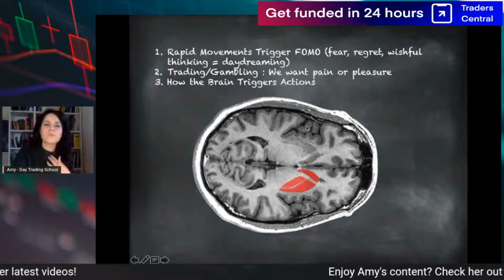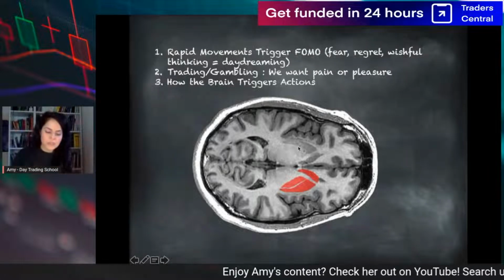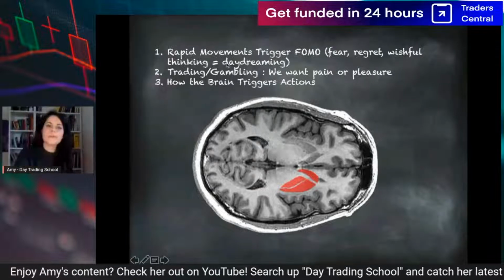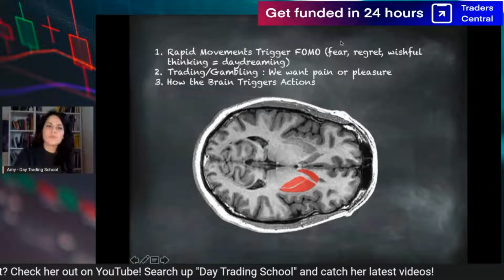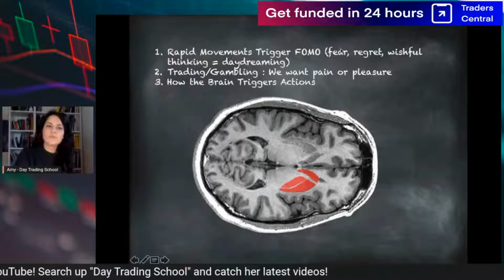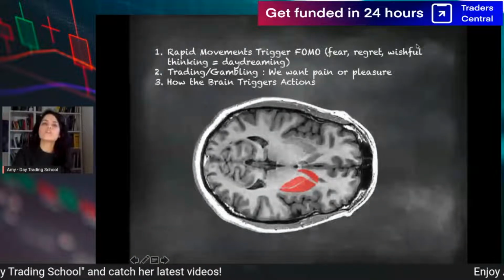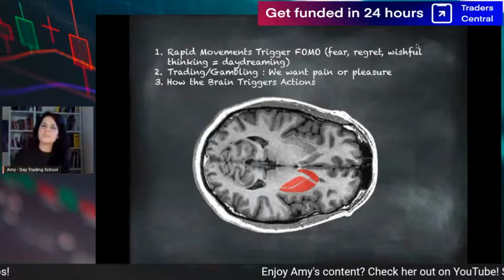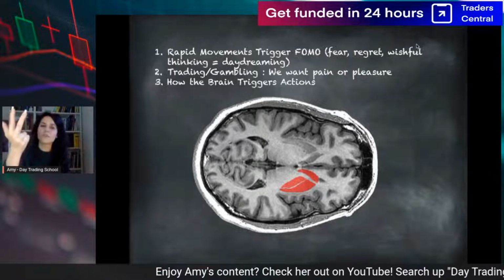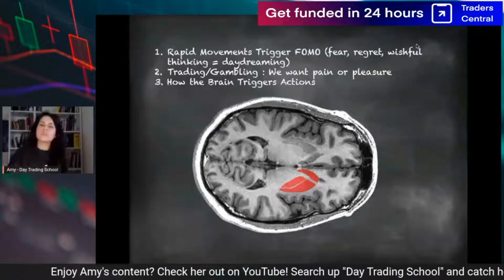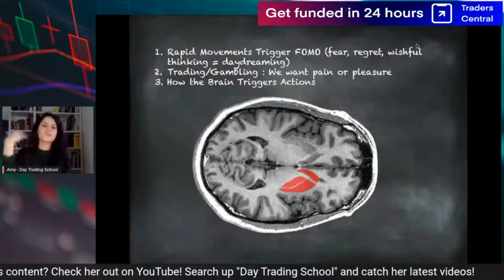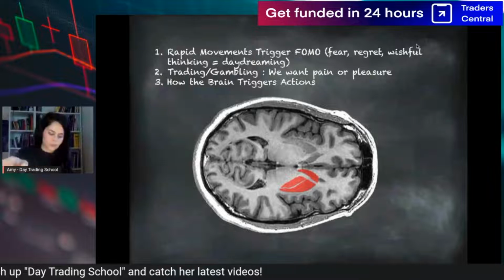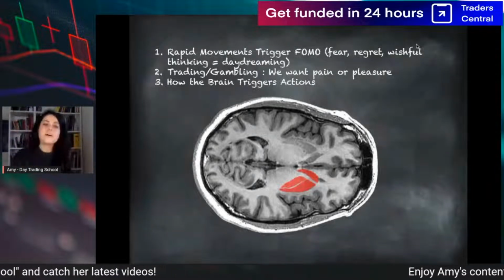That means we have to have a closer look at what is actually going on inside your mind. As I said, rapid movements happen quite often. They trigger fear, they trigger regret, they trigger wishful thinking. The common denominator of all these components, fear, regret, wishful thinking, is daydreaming. This has nothing to do with trading. You are just daydreaming. And I'm also going to talk about why you are daydreaming. This is a normal thing, actually.